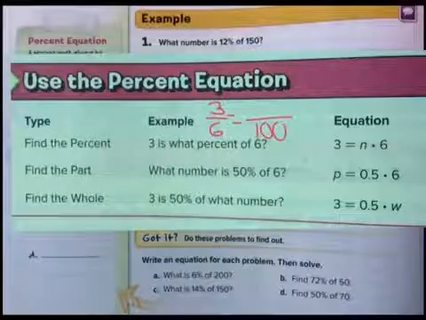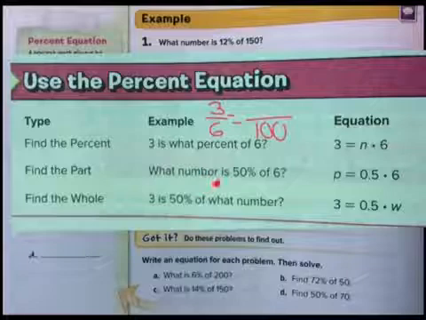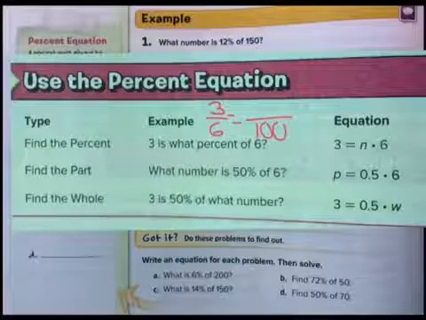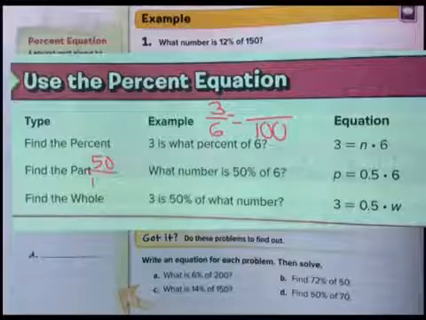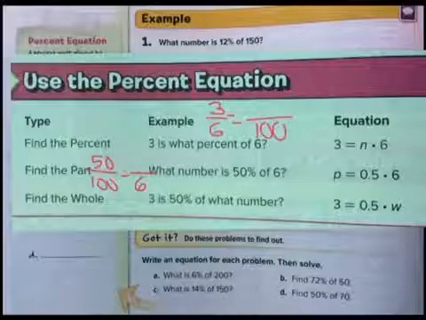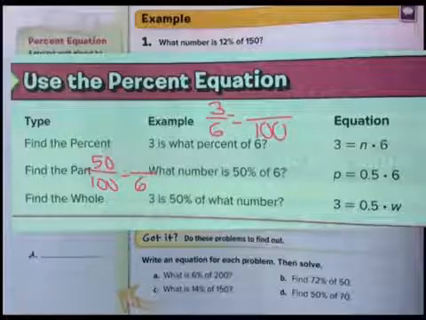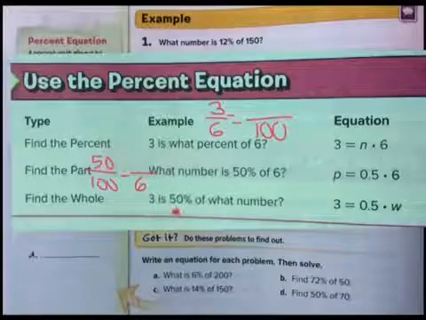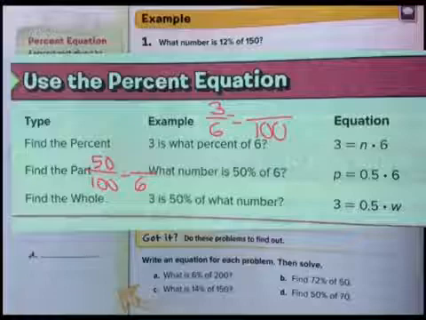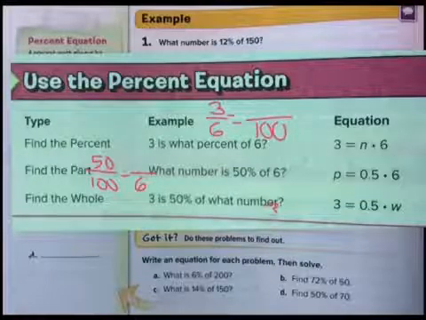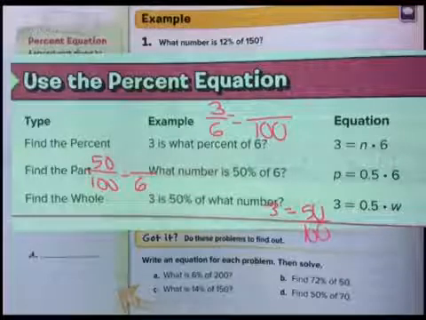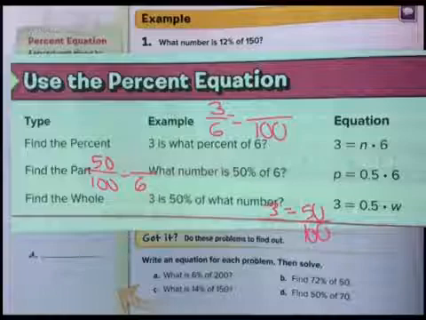Over here they're saying what number is 50% of 6? So really what they're saying is 50% of 6 out of 6. Right? And then the other one, they're saying 3 is 50%. So they're telling you that 3 is 50% of what number? Right?